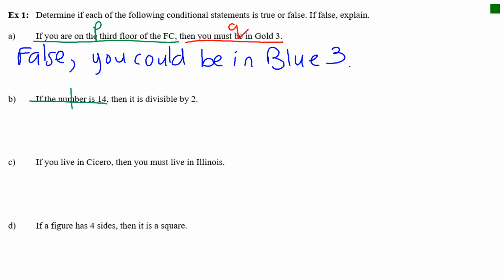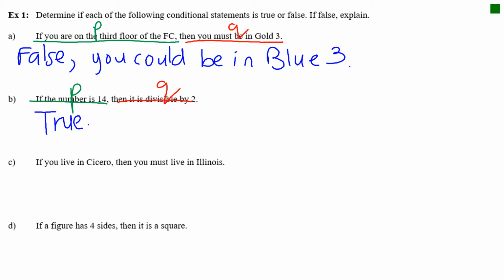If the number is 14 is our hypothesis, and our conclusion is, then it is divisible by 2. What it means for a number to be divisible by another is that not only can you divide it, but there's no remainder, so it goes into it evenly. 14 divided by 2 does give you 7 with no remainder, so sure enough, 14 is divisible by 2. This would be true 100% of the time.